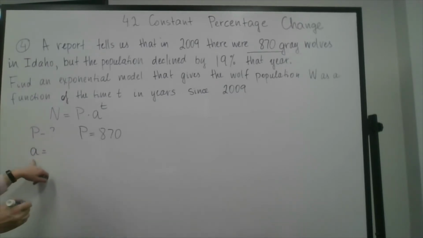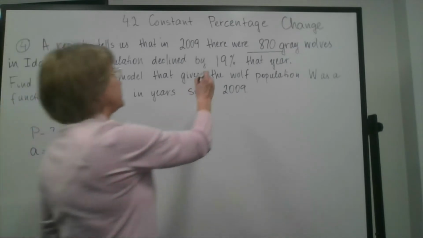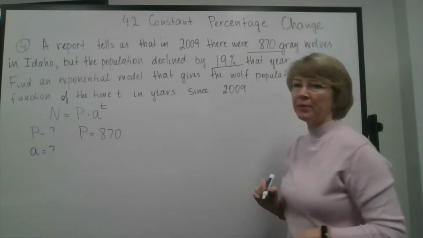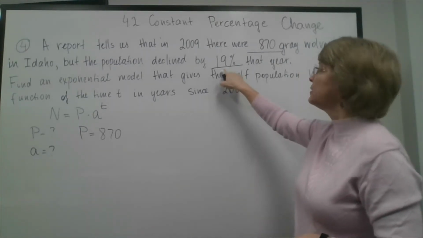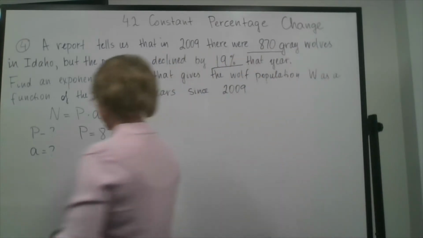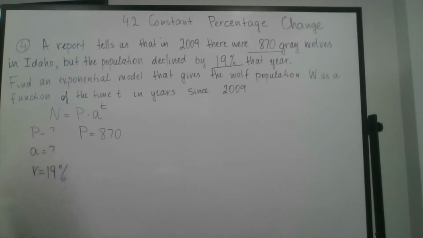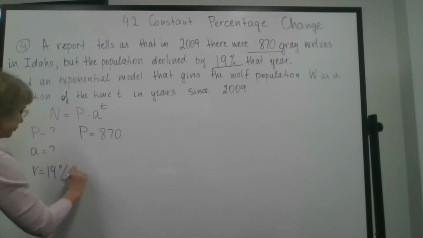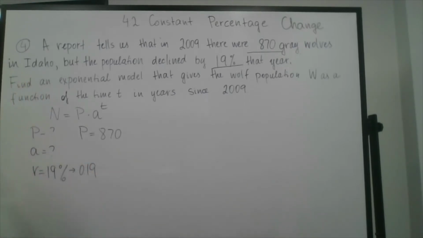Do we know A? You remember that A is a factor. Read the problem again. Do you see the word factor anywhere here? No, there is not anything about factor. But there is one more number, 19%. If it's a percent, what variable is this? 19% is the rate. So my R is 19%. And we remember by this time already that we have to change it to a decimal right away, and we learned how to do it already.